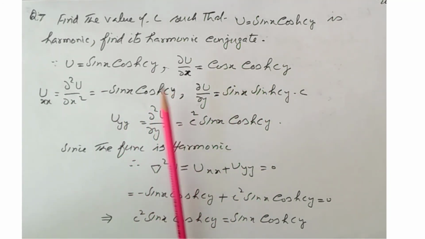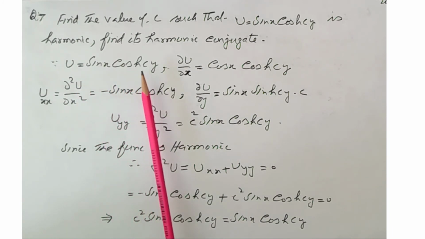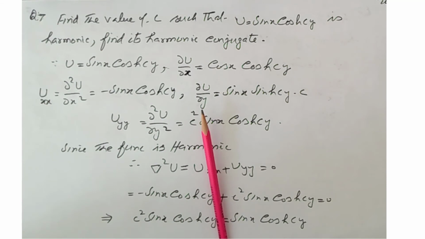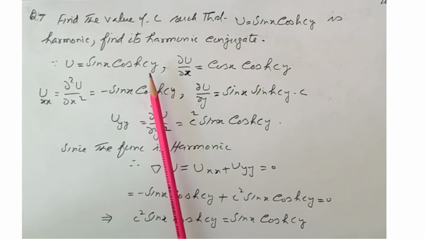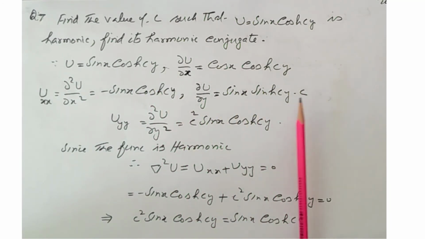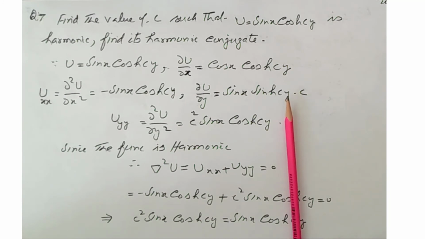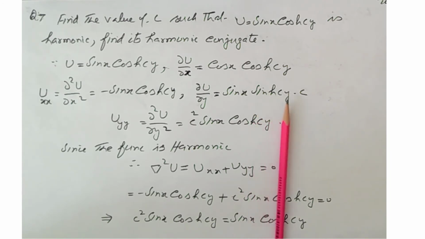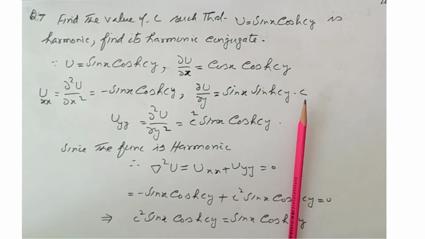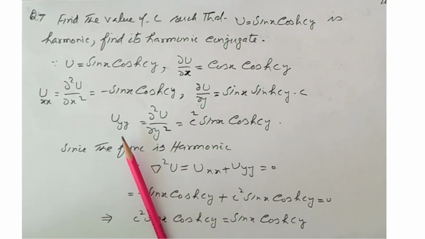Now differentiate u with respect to y. This becomes partial u over partial y. The derivative of cos hyperbolic cy equals sin hyperbolic cy into c. This is the derivative of cy, because y is taken as the variable, so the derivative of cy is c. Now u double y equals partial square u over partial y square. Again we take the derivative of sin hyperbolic cy, which equals cos hyperbolic cy into c. C into c becomes c square. This is u double y.